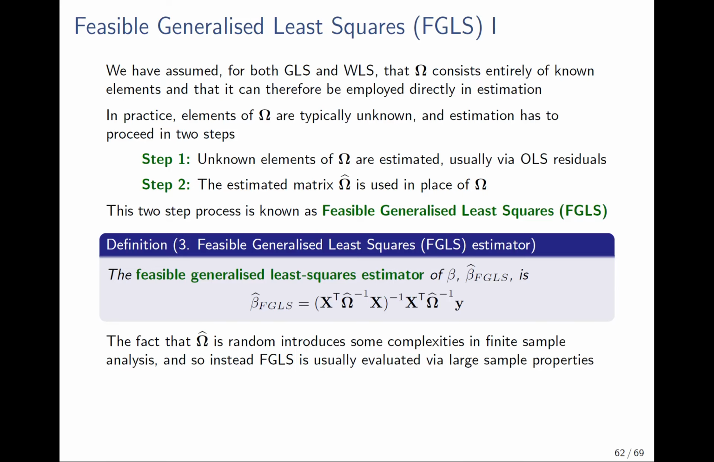So all we're saying is we don't know omega, we're going to estimate it, and we're going to plug that in. And we call that feasible generalised least squares. Feasible in the sense that it's not the theoretical generalised least squares, but the version that we can actually compute with the data. Now the estimator has the same form as GLS, but with omega hat substituted for omega. One technical note: the fact that omega hat is random introduces complexities in finite sample analysis, so FGLS is usually evaluated via its large sample properties.